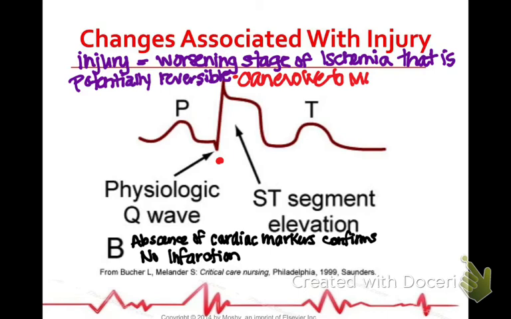Where did you say that red thing? That's a pathologic Q wave, the little red dot. Oh, it said the ischemia is potentially reversible, but it can evolve to a myocardial infarction. So it can infarct if you don't have an intervention. And this person needs what? Intervention, right? They need cath lab or what? TPA. Yep, thrombolytic.